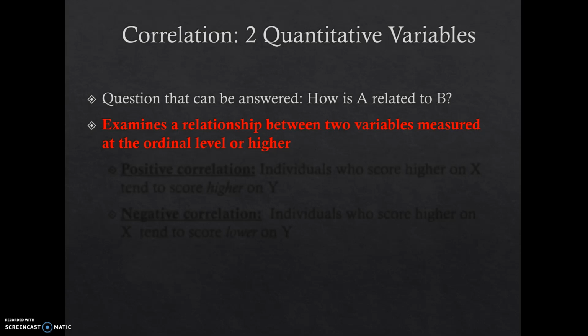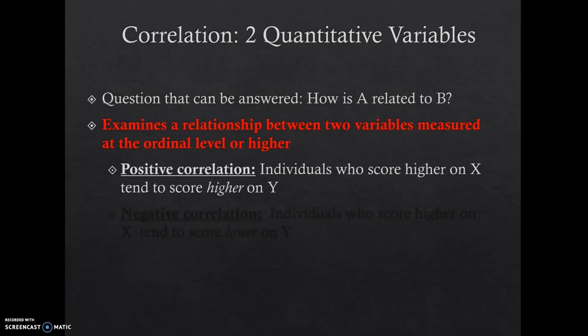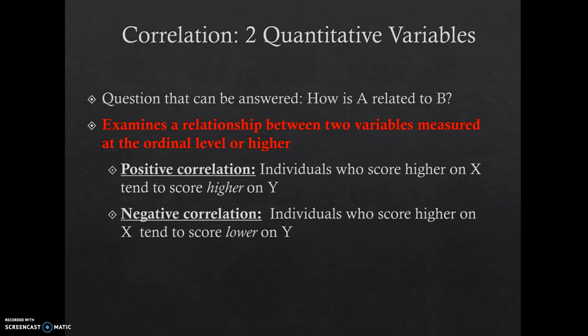We need to have at least ordinal level or a higher level of measurement, which will be interval or ratio, to do correlation. In other words, we cannot do correlation with nominal variables. There are two types of correlation, of course. Positive correlation: individuals who score higher on X tend to score higher on Y, or negative correlation: individuals who score higher on X tend to score lower on Y.